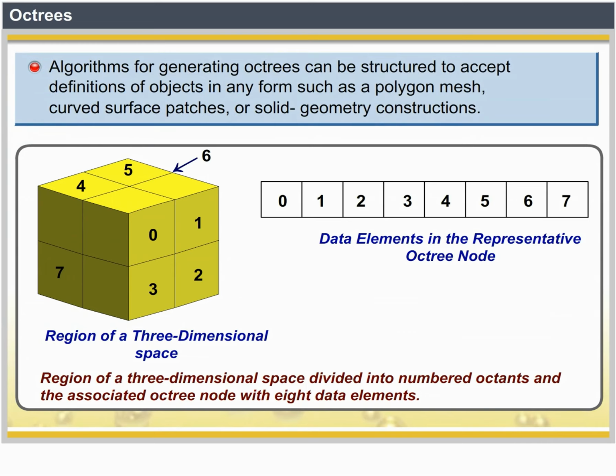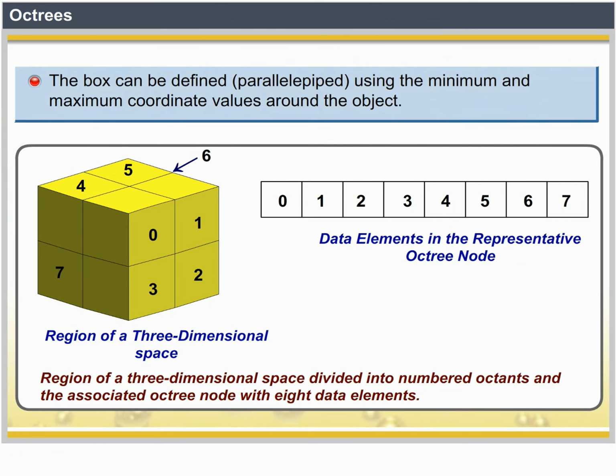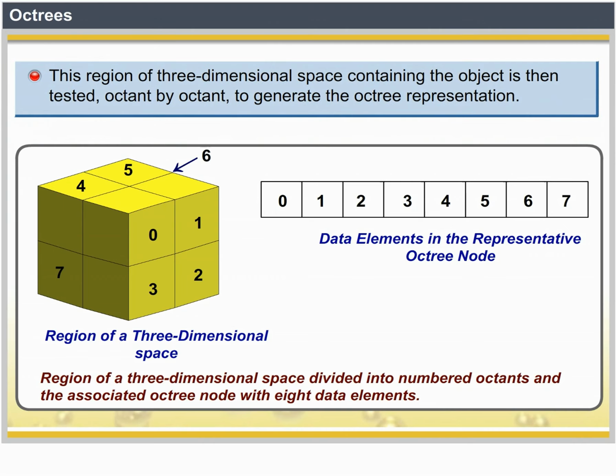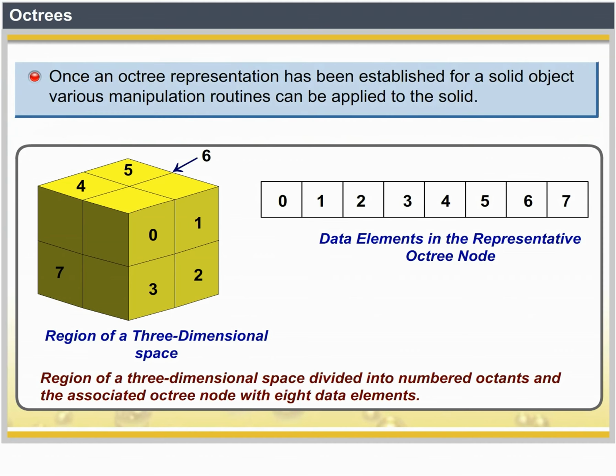Algorithms for generating octrees can be structured to accept definitions of objects in any form, such as a polygon mesh, curved surface patches, or solid geometry constructions. Using the minimum and maximum coordinate values of the object, we can define a box parallelepiped around the object. This region of three-dimensional space containing the object is then tested octant by octant to generate the octree representation. Once an octree representation has been established for a solid object, various manipulation routines can be applied to the solid.